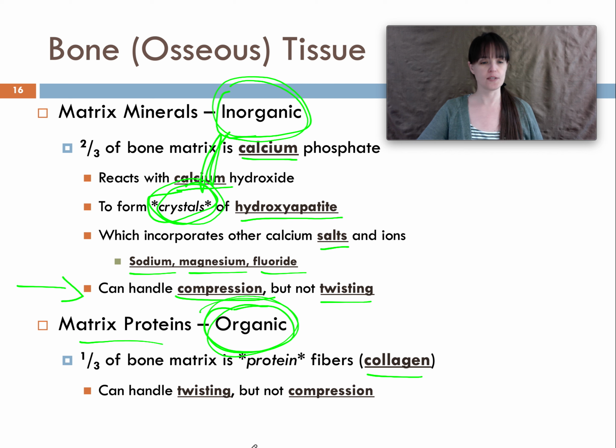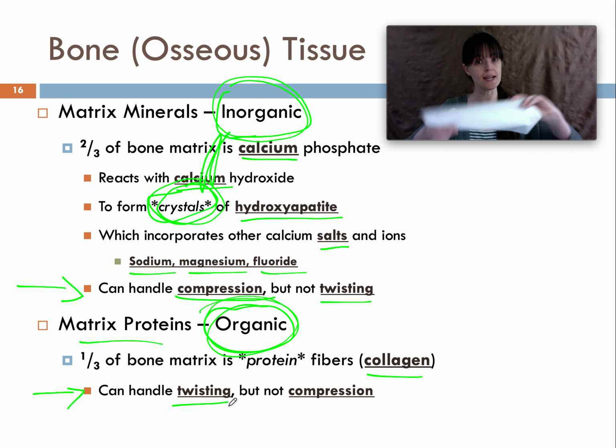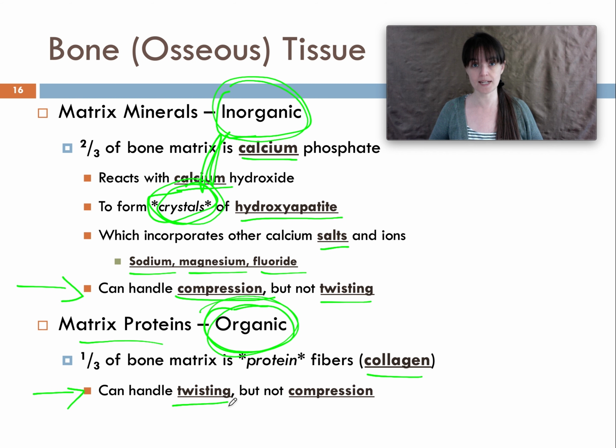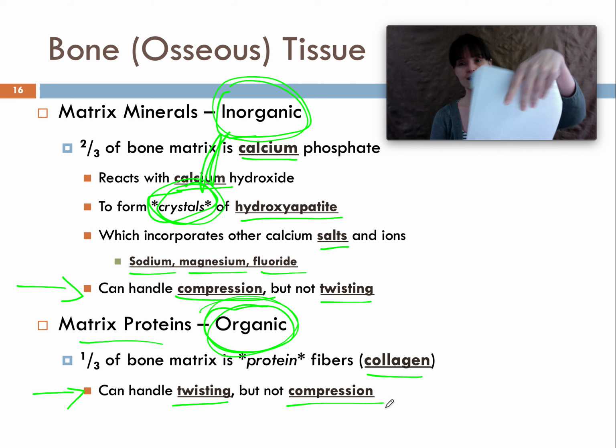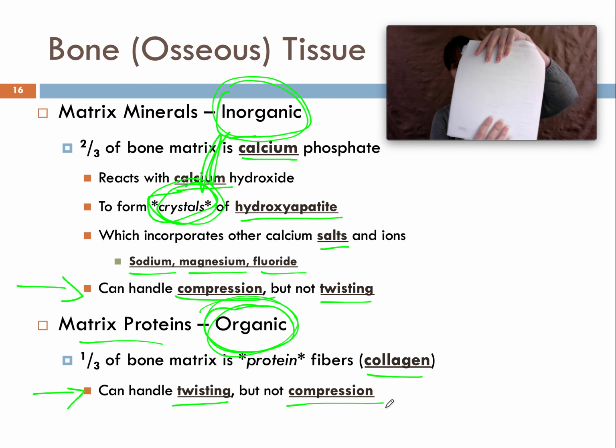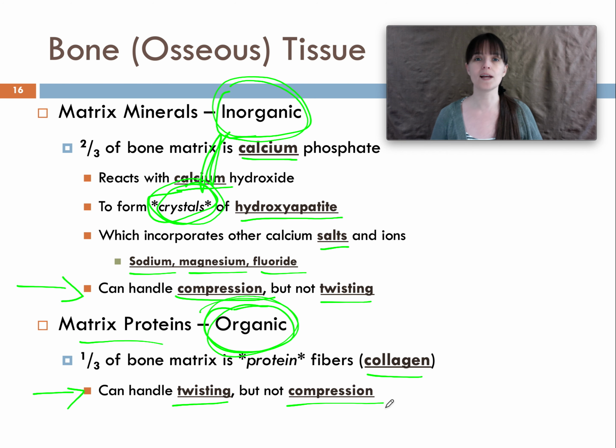Okay? So the organic collagen fibers made by the cells can withstand twisting, right? They can twist without breaking. Can you twist the desk without breaking it? If you manage to twist the desk, you have broken the desk. But the collagen fibers cannot withstand compression. They cannot resist compression. They're like wet noodles. You can bend them and flex them around, but they squish.